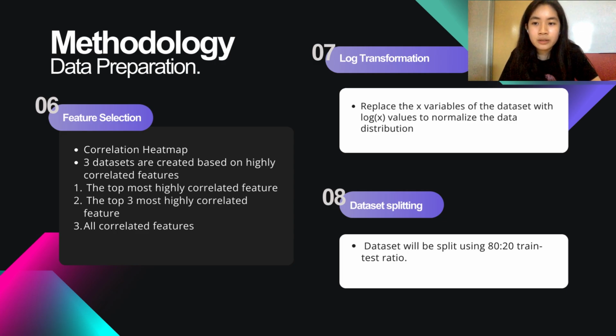To normalize the distribution of our dataset, we apply a log transformation to the x variables, which will help in stabilizing the variance. Finally, we split the dataset into training and testing sets using an 80-20 ratio. This ensures that our model can train effectively and its performance can be evaluated on unseen data.